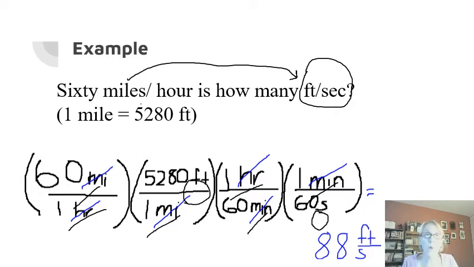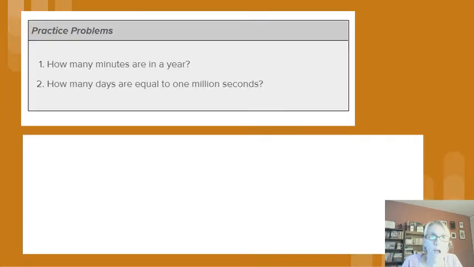All right, so one thing you might want to do as we're going through these problems is double check with your calculator to make sure you're getting the same numbers. Just to make sure you get the multiplying and dividing correctly, and also that you know how to use your calculator, especially as we get to exponents and things like that. All right, so here are a couple practice problems. So number one, how many minutes are in a year?